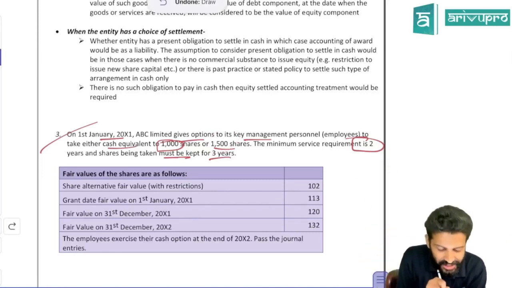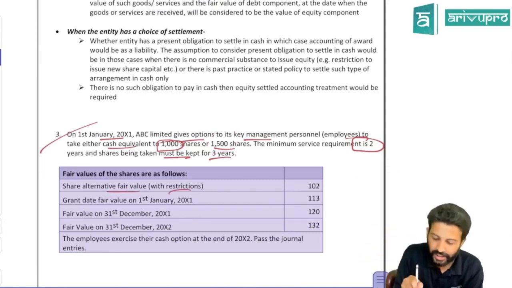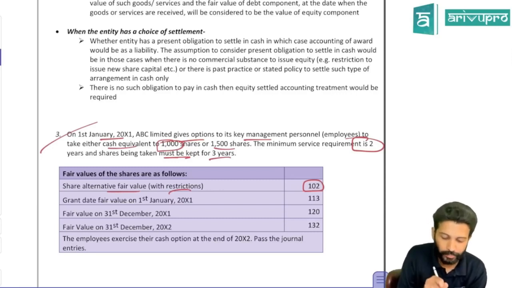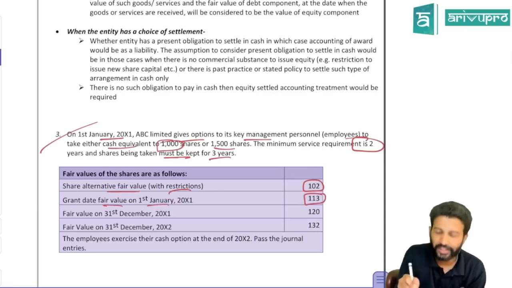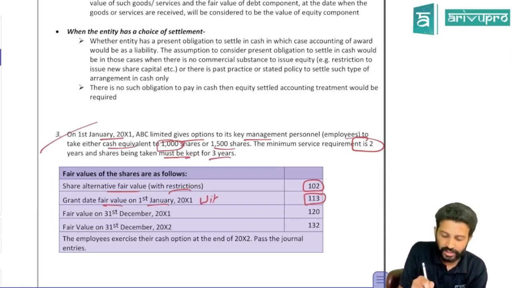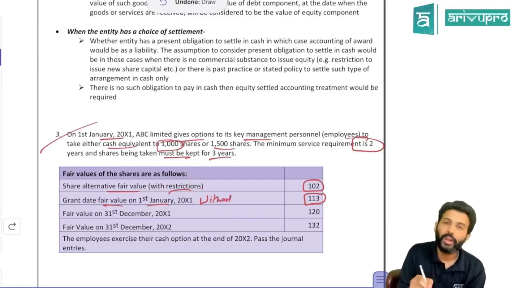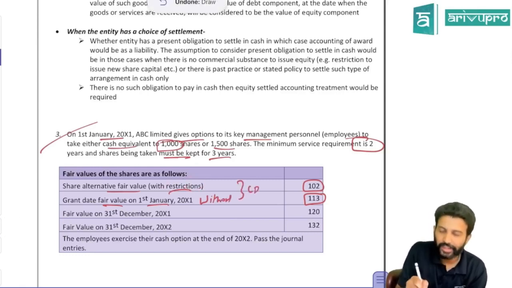Okay, so the share alternative fair value with restriction. The fair value of the share is 102. The grant date fair value is 113. This is without restriction, and this is with restriction. Both are on the grant date.